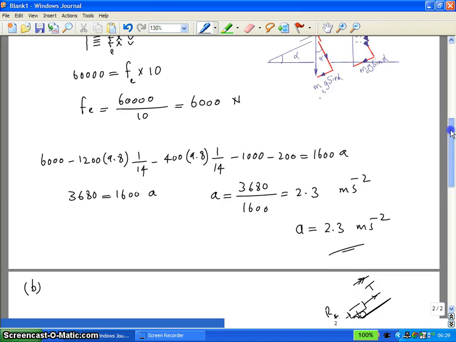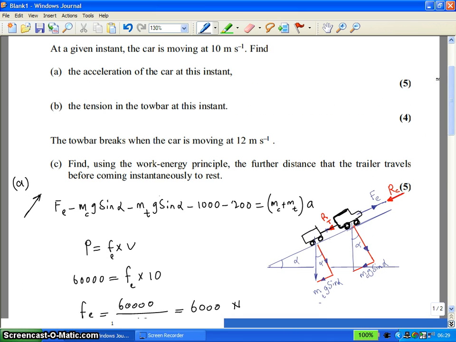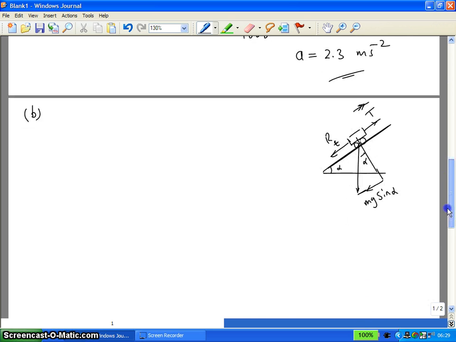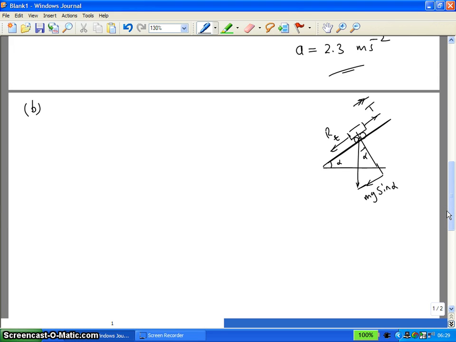Part B then. Part B is asking us to work out the tension in the tow bar at this instant. This instant means where the acceleration is exactly the same as before, 2.3 meters per second squared. If we separate the system and just concentrate on the trolley, we can see the tension force is acting upwards, and as before the non-gravitational resistance force is acting down, and the gravitational force is also acting down. So let's write down the resultant force.